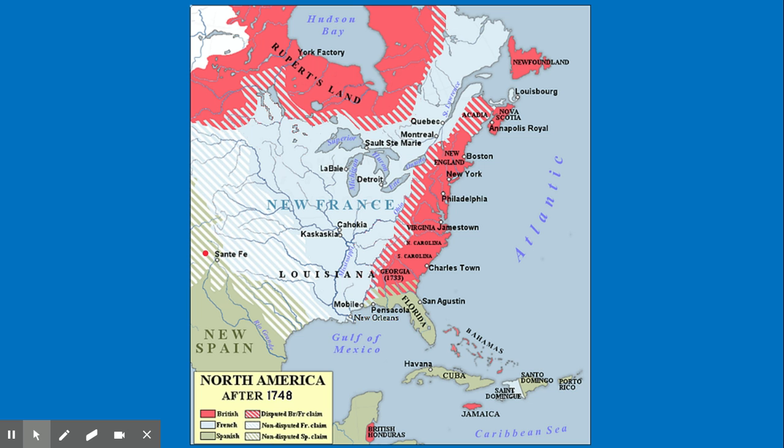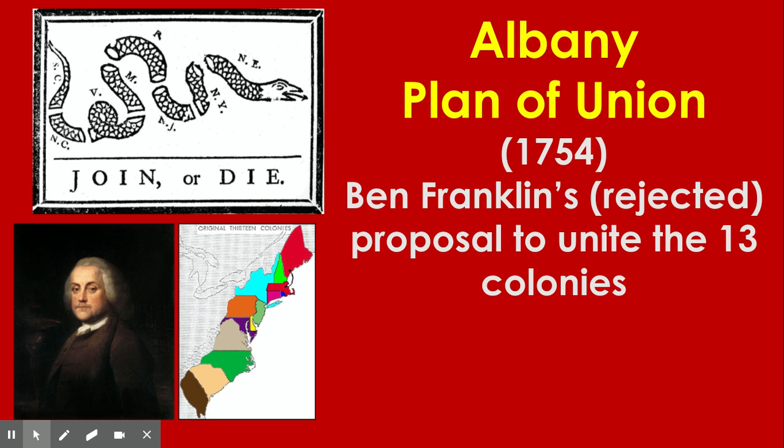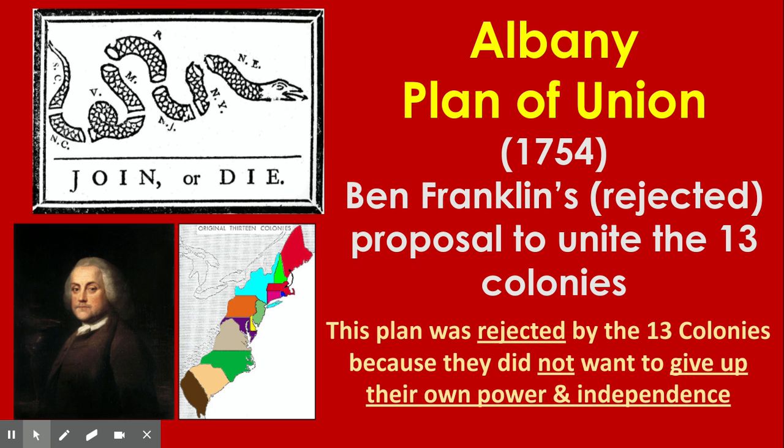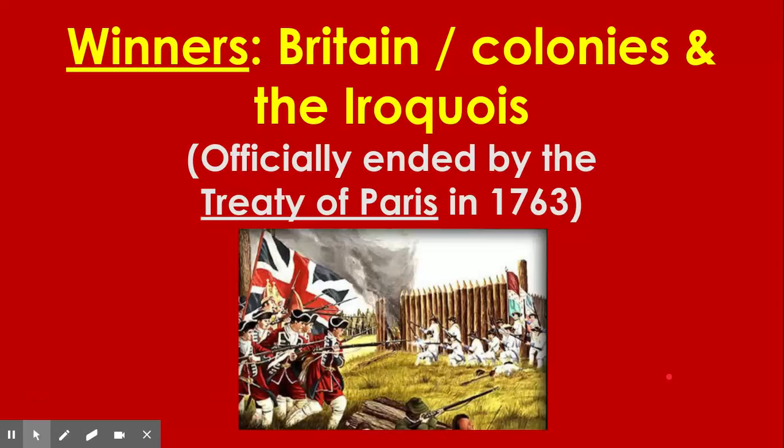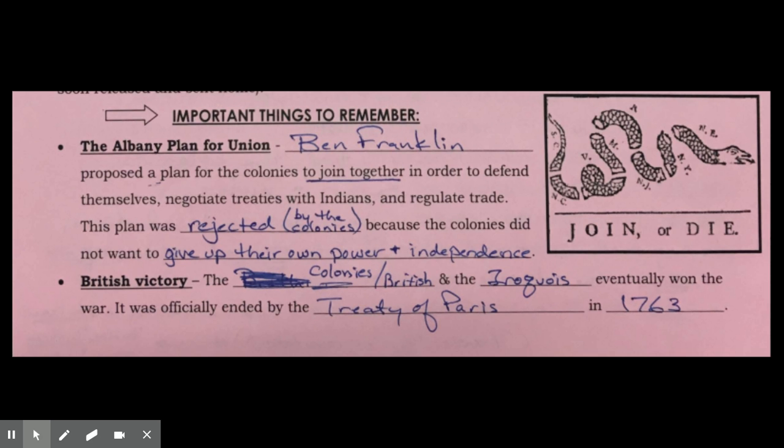or they would die. Now, this plan does not go as planned by Ben Franklin. It gets rejected. So this was Ben Franklin's unsuccessful plan. It was rejected because the colonies did not want to give up their own power and independence. The other thing to know is that the British and the colonies and the Iroquois officially won the war, which ended with the Treaty of Paris, signed in Paris, France in 1763.